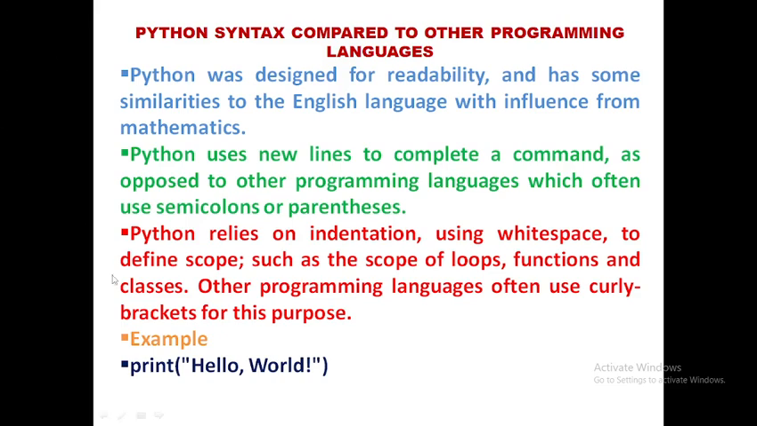For example, if we want to show any text on the screen, then we can use the print function. This example is given here: print, parenthesis start, double quote start, hello, comma, world, and double quotes close and parenthesis close. That means if you want to print anything on the screen, then you can use the print function.